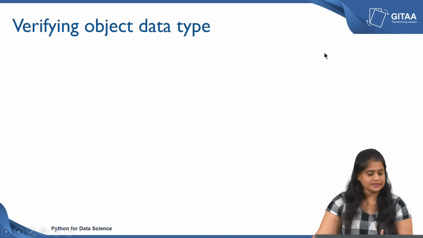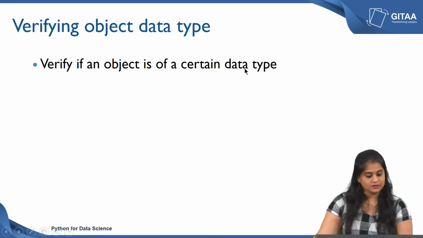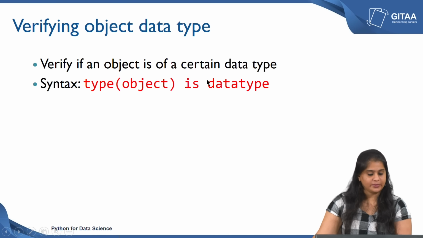So, now let us see how to verify the data type of an object. Now, if you want to verify if an object belongs to a certain data type, then you basically give type of the object, in this case it is the variable name, followed by the keyword is and the data type name. So, this data type will basically be the representation of the data type. int is for integer, str is for string, so on and so forth.